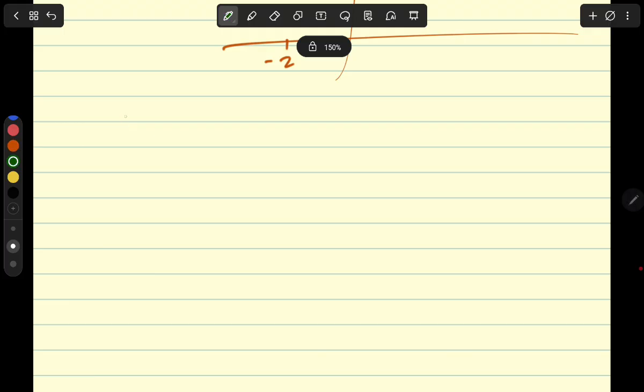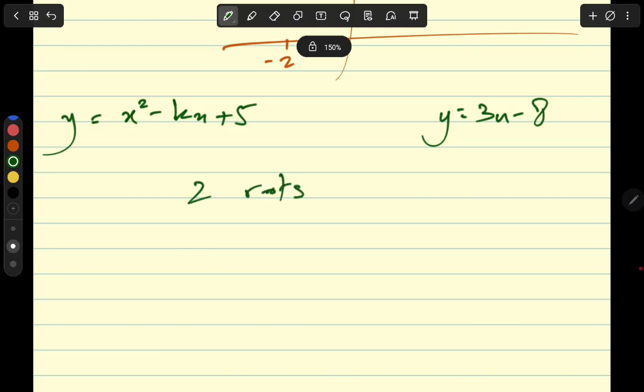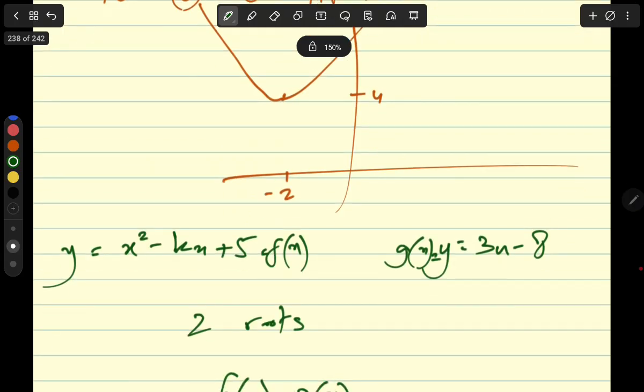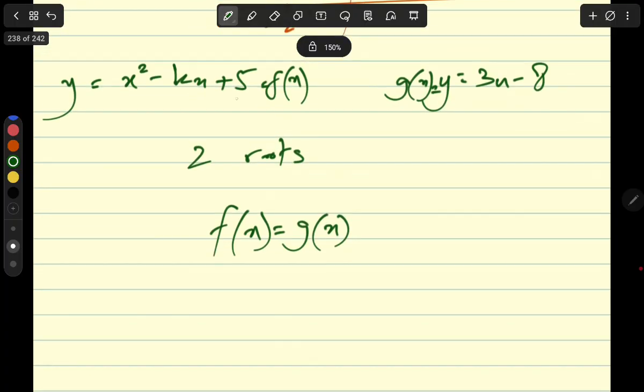So even if you had x squared minus kx plus 5 is equal to y, a parabola which you cannot plot right now, and the other function is y equals 3x minus 8, and it asks you to find the value of k for which there are two roots. Let's say this is f(x) and this is g(x). You are going to set them equal to each other because you are trying to find the roots, but you cannot solve it because you have an unknown in k.